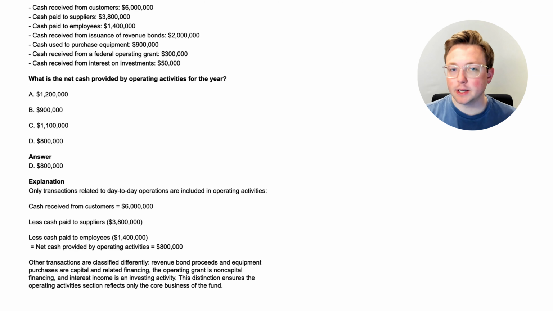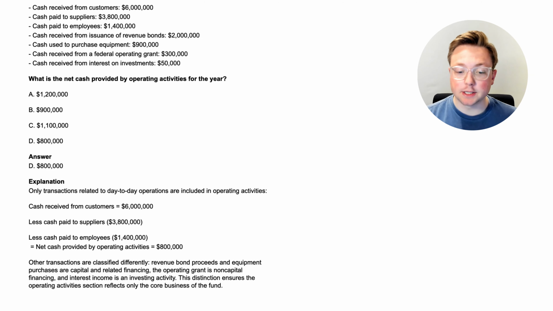That's going to be the operating activities. So let's go through this. Only transactions related to day-to-day operations are included in operating activities. So cash received from customers, $6 million, that's included. Less the cash paid to suppliers, that's subtracted, and less cash paid to employees, and we learned that in the previous question. So again, $6 million less $3,800,000 less $1,400,000 gives you $800,000 of net cash provided by operating activities.